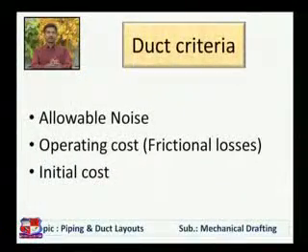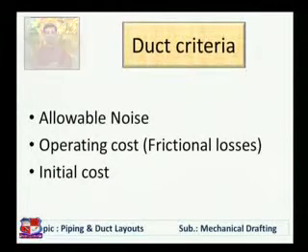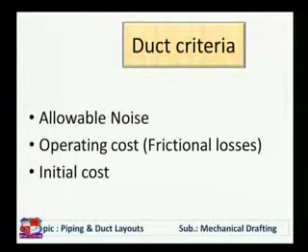Now, duct criteria. How to select a particular duct. Three main criteria are used to select a duct. One is allowable noise. How much noise is allowed? If silence is required, then the duct should be of a different category.